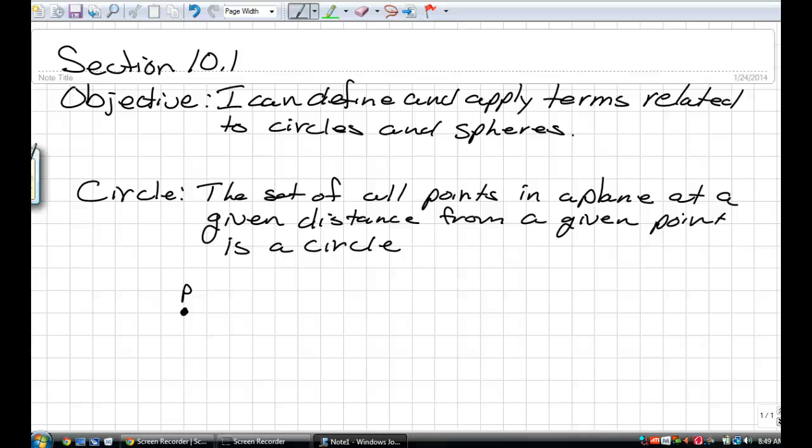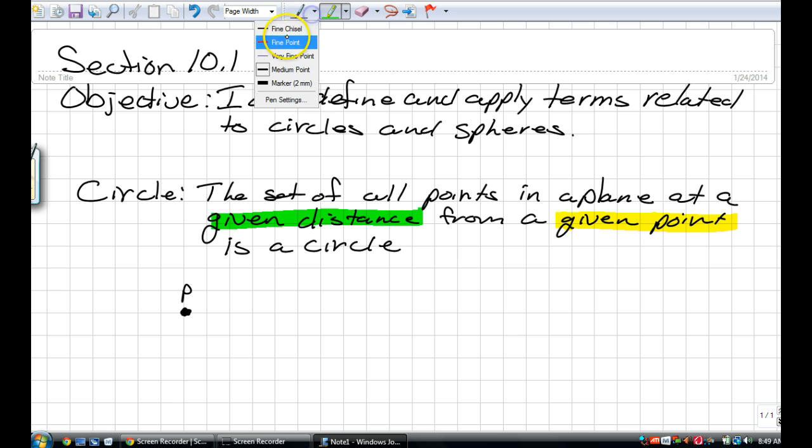Section 10.1. Our objective today is I can define and apply terms related to circles and spheres. So first of all, a circle is defined as the set of all points in a plane at a given distance from a given point. The given point is what we're used to calling the center, and the given distance is what we call the radius.